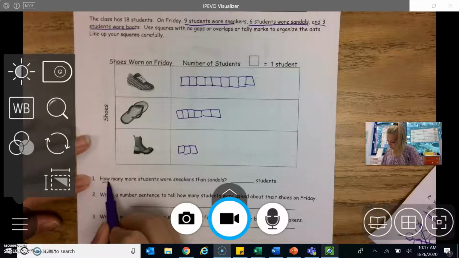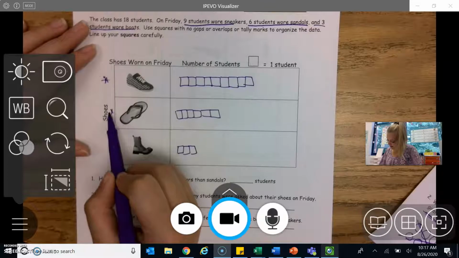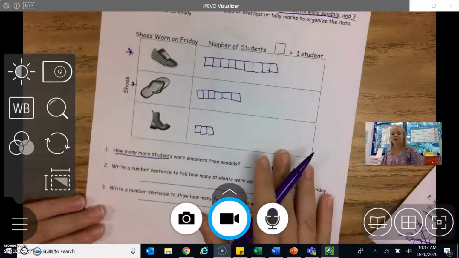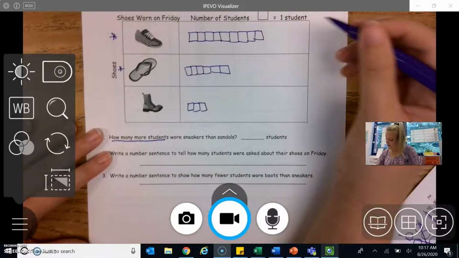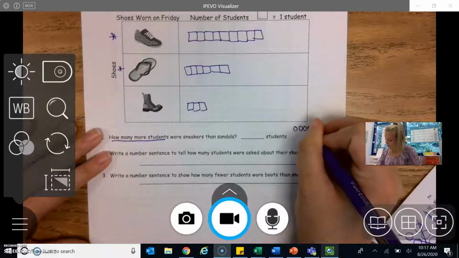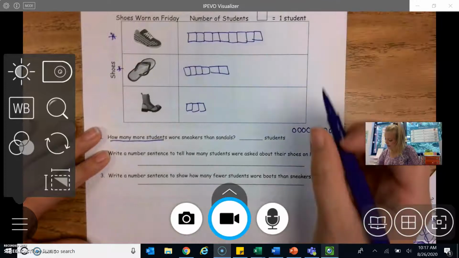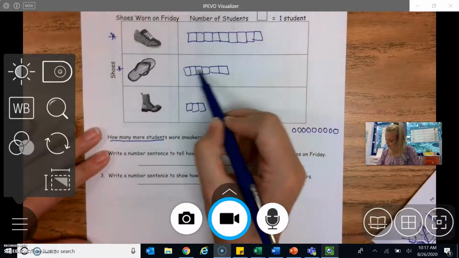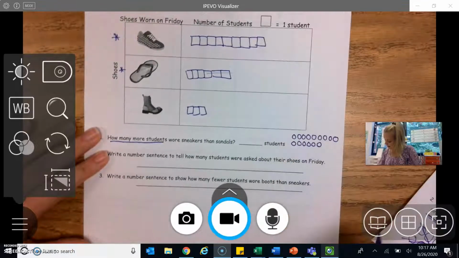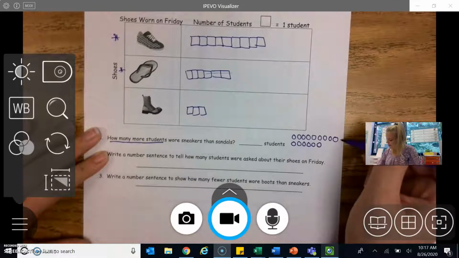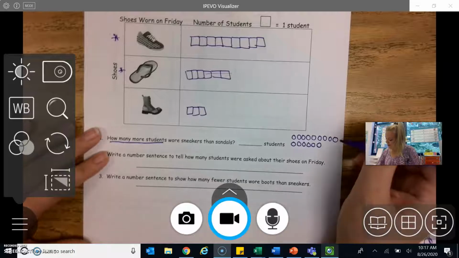How many more students wore sneakers than sandals? Let's draw out some circles. So let's start with sneakers. Sneakers, we have 9. 1, 2, 3, 4, 5, 6, 7, 8, 9. Sandals, we only have 6. So 6 sandals. 1, 2, 3, 4, 5, 6. How many more students wore sneakers than sandals?